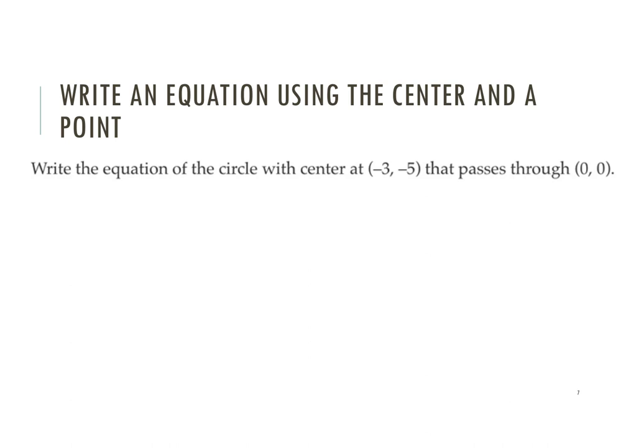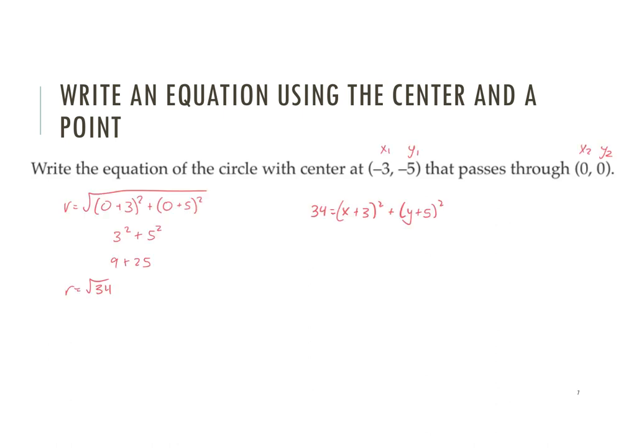Your turn. See if you can figure this one out. When the video plays again, you'll see the answer. And here you go. So when you solve for R, you got square root of 34. Remember, the equation asks for R squared. So the square root of 34 is just going to end up being 34. And then you plug in the center points, the same way we've been doing.